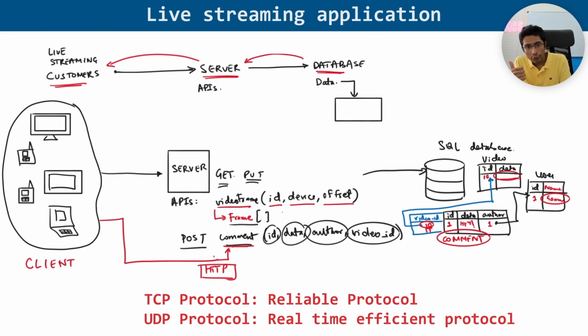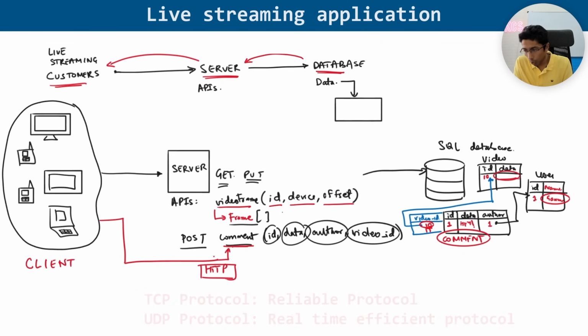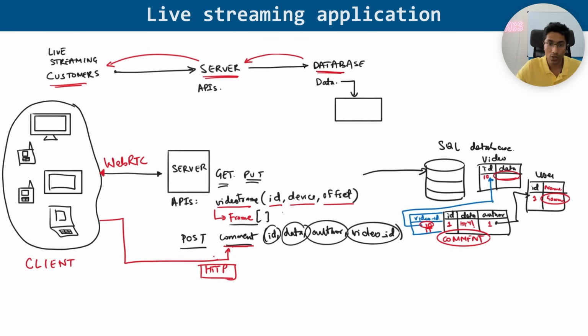Okay, so if you want a reliable protocol, a TCP-backed protocol is a good idea. If you want a real-time, efficient protocol, then a UDP-backed protocol is a good idea. So over here, I'm going to use a protocol like WebRTC. WebRTC is a peer-to-peer protocol, so you actually are able to send video from the server to the client.